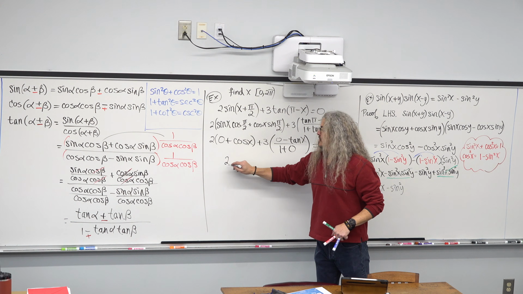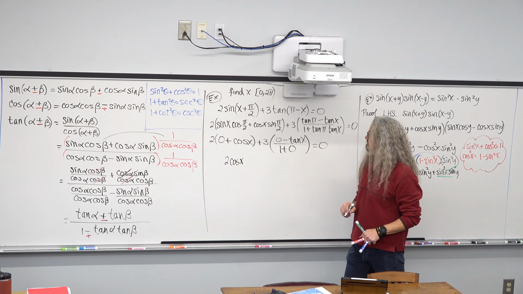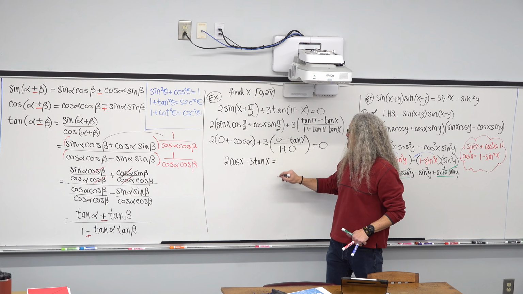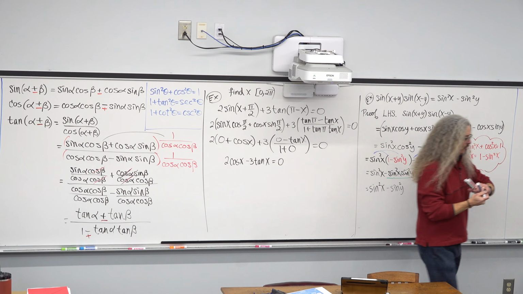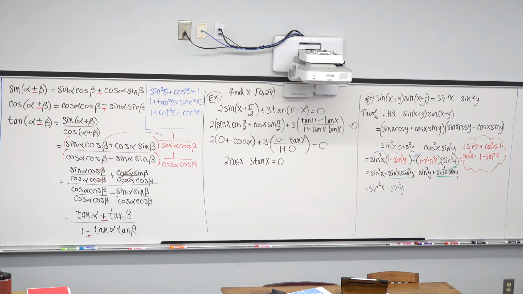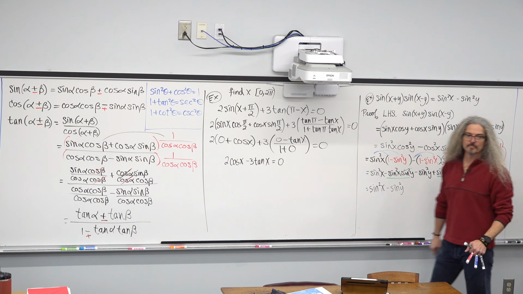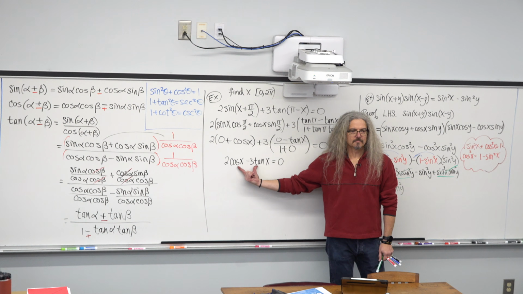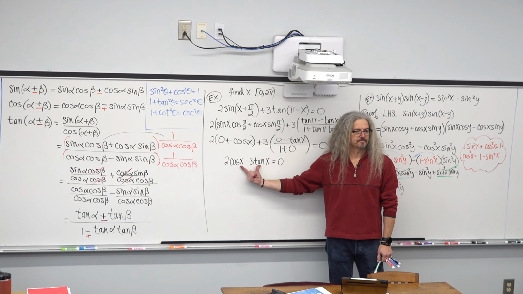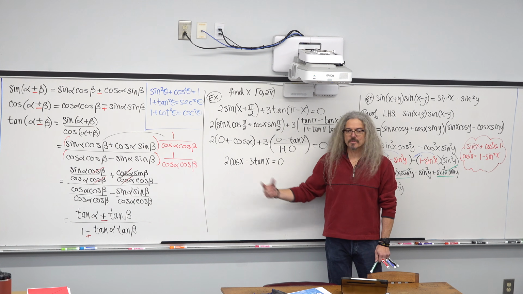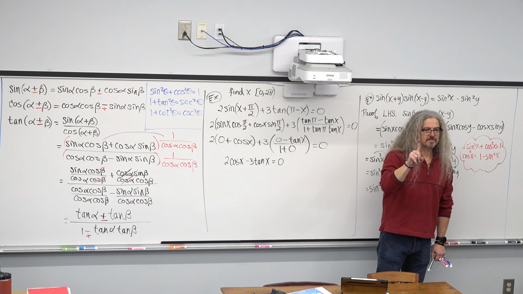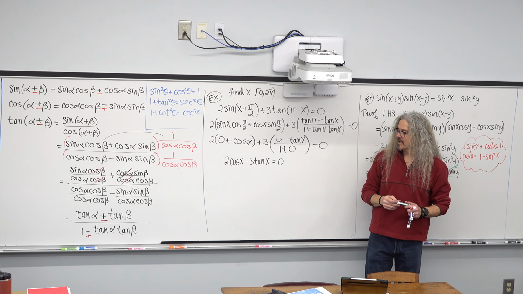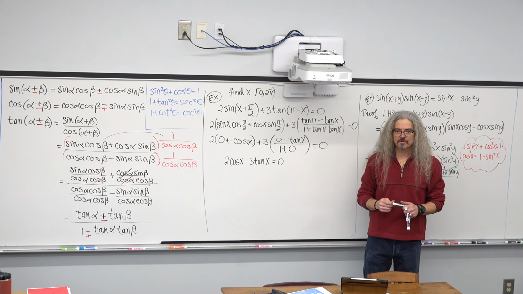Okay, so now what do we have? We have 2 cosine of x minus 3 tangent of x is equal to 0. Well, we now have a much simpler looking equation. Still not simple, but simpler. We have an equation with 2 different trig functions in it. That's like an equation with 2 different variables, and you cannot solve a single equation with 2 variables unless they factor apart. So it looks like we might have a problem here. Let's write it in terms of sine and cosine and see where we go.